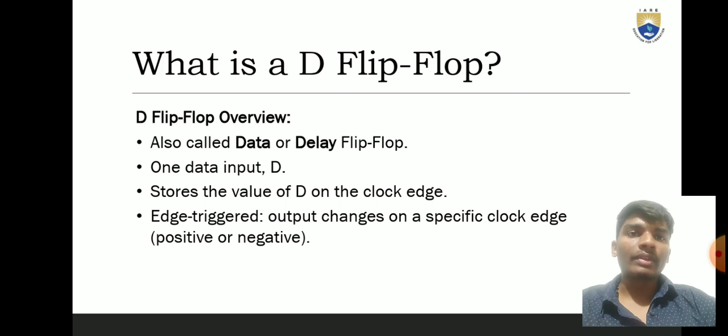D flip flop overview, also called data or delay flip flop. One data input, that is D, stores the value of D on the clock edge. Edge triggered. Output changes on a specific clock edge, that is positive or negative edge.